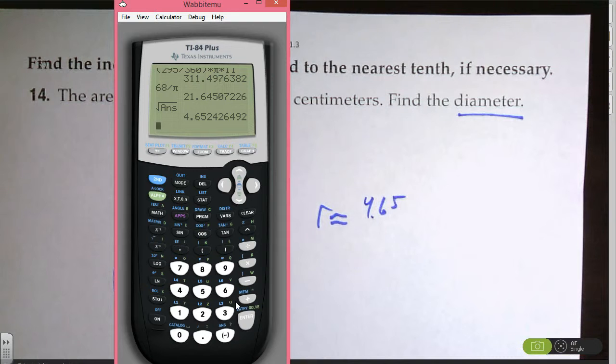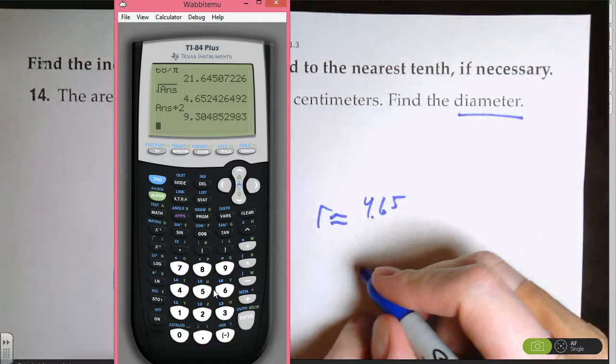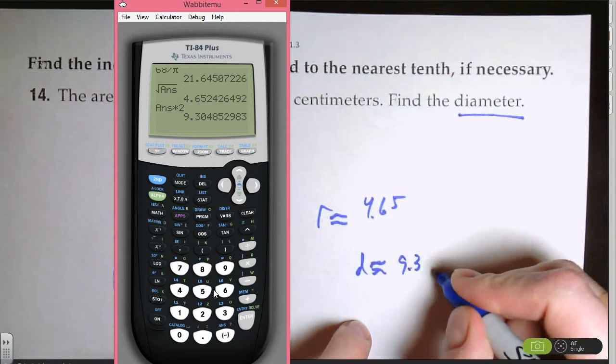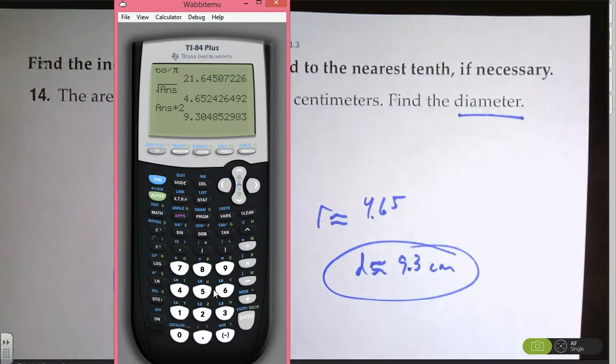And then double it. So times 2. And that gives us 9.3. So 9.3 centimeters approximately.